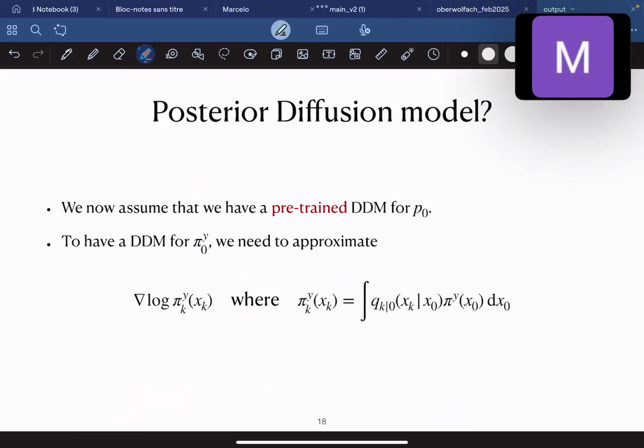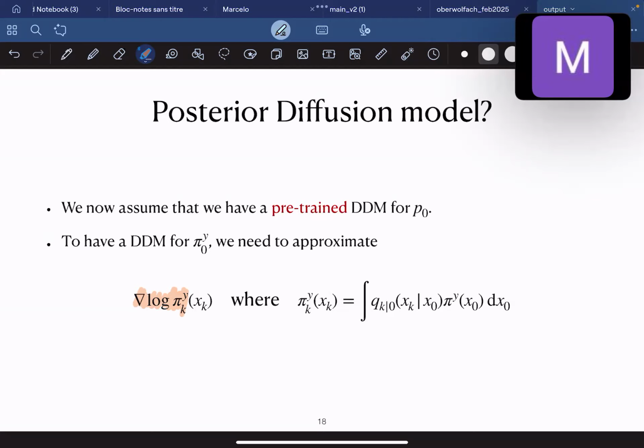In the same spirit, getting access to the sequence of denoisers is exactly the same as getting access to the sequence of associated scores of my diffusion model, not starting from P0 this time, but from pi y. That's exactly the same story here. Alternatively to my sequence of denoisers dky, ideally I would like to have access to this sequence of scores associated with a noising starting from the posterior.